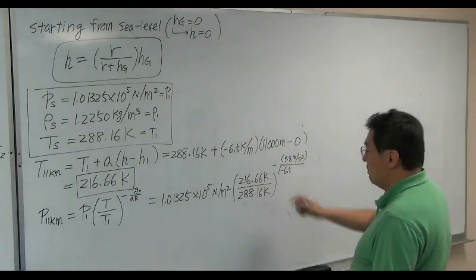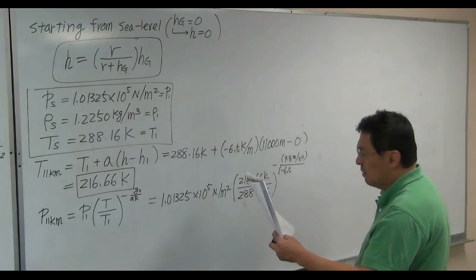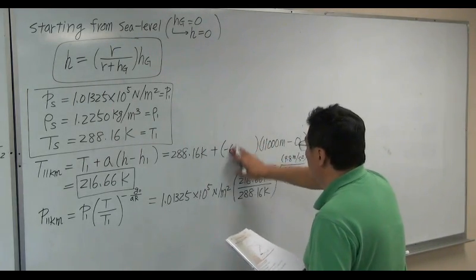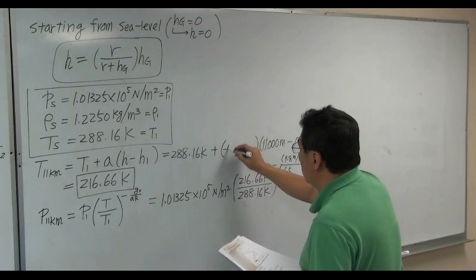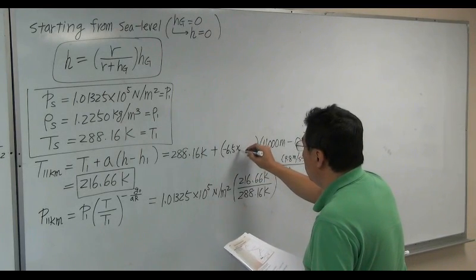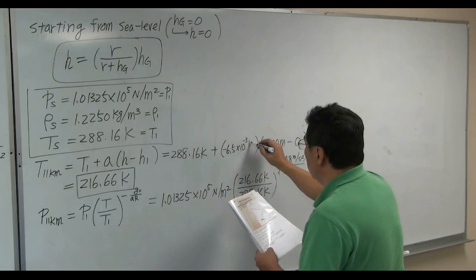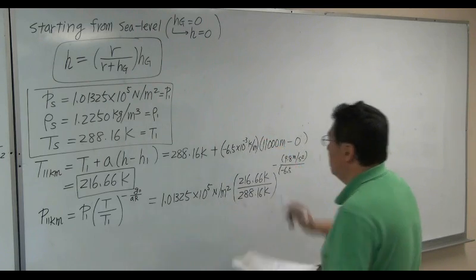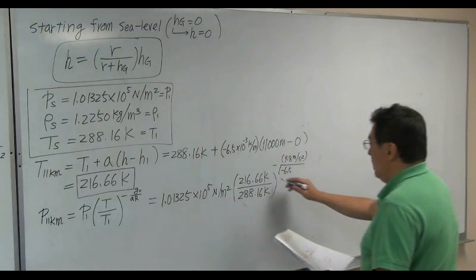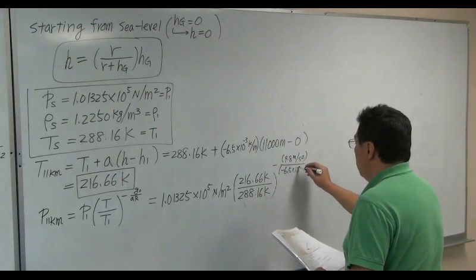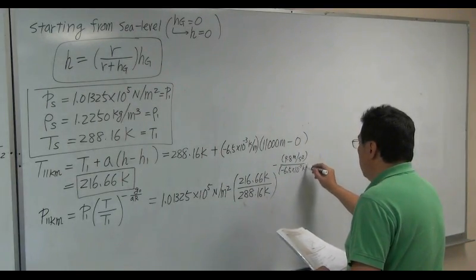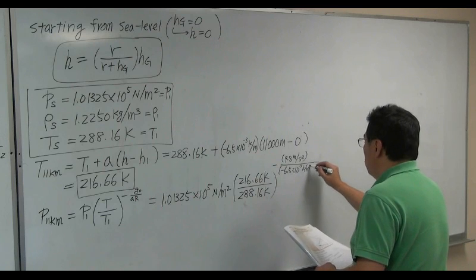Minus 6.5. No, I don't think so. Sorry about that. I found a mistake. Minus 6.5 times 10 to the minus 3 Kelvin per meter. Sorry about that. Minus 6.5 times 10 to the minus 3 Kelvin per meter.